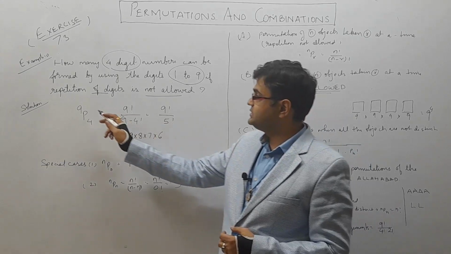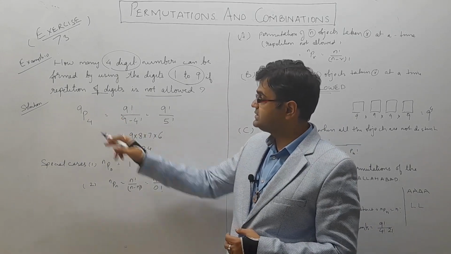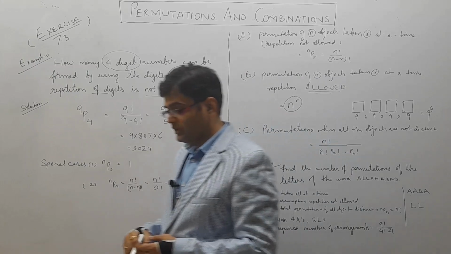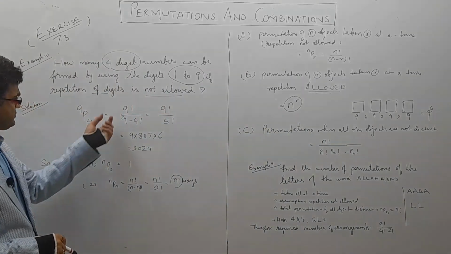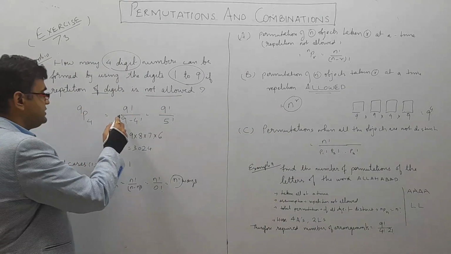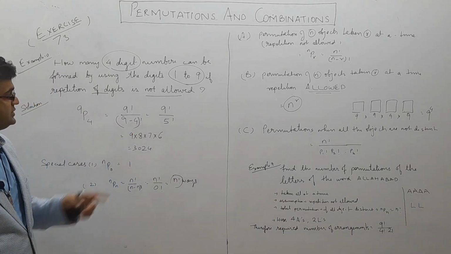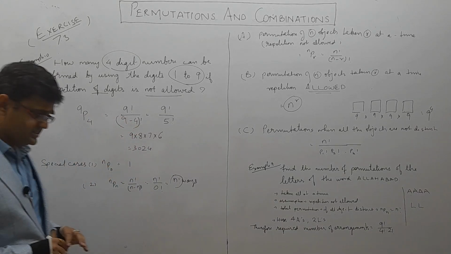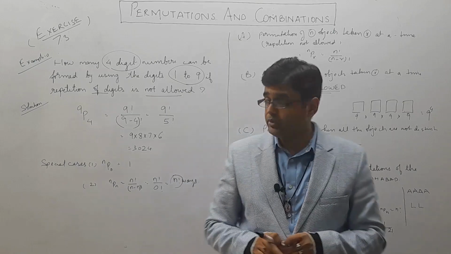So obviously n is equal to 9 and r is equal to 4. We'll straight away apply this formula and we get 9 factorial upon 9 minus 4 factorial, which is 5 factorial, and we get the answer as this. This is just the application of the formula.